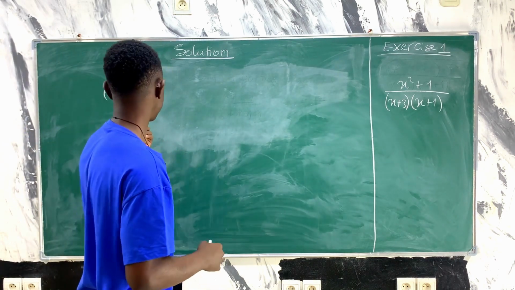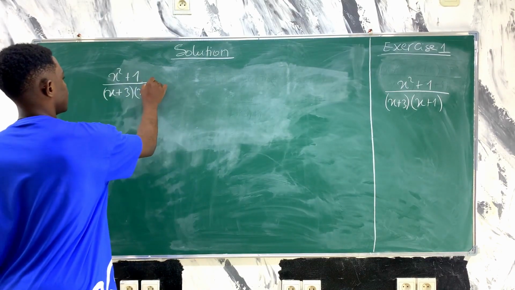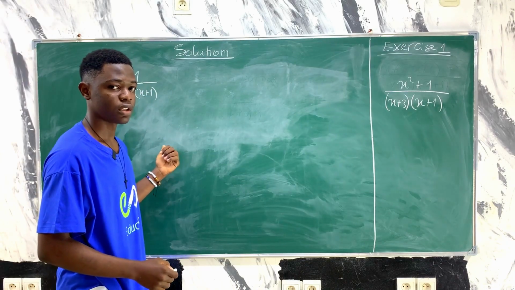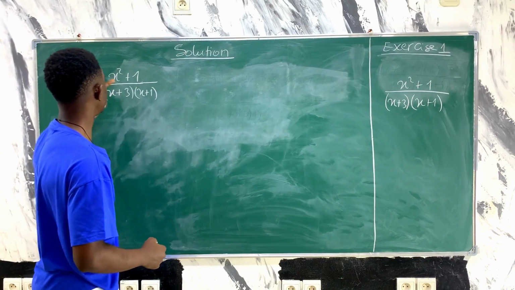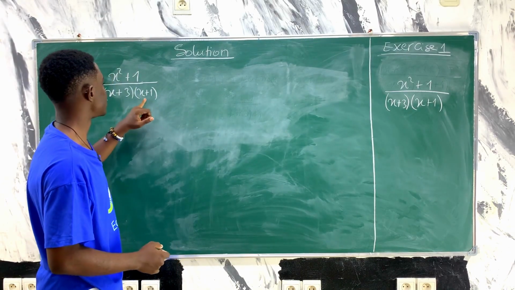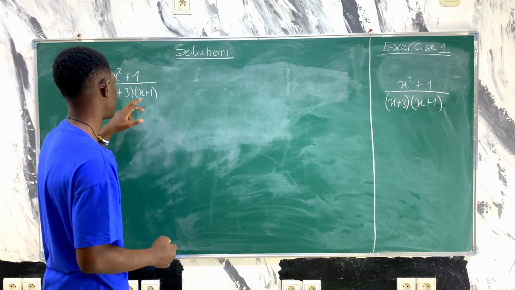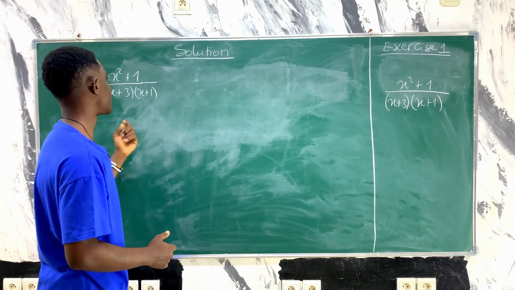To represent this in partial fractions, we first have to check if the numerator's degree is less than the denominator's degree, just like the rules showed. The numerator's degree here is 2. When you multiply this out, you will see that the denominator's degree is also 2, because it's x here and x here, which implies the numerator's degree is not less than the denominator's degree.